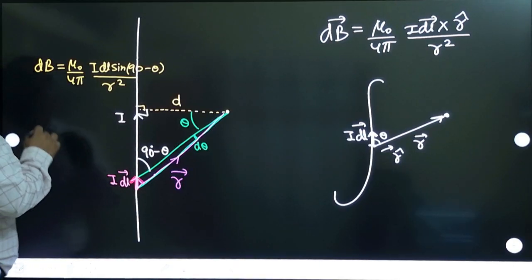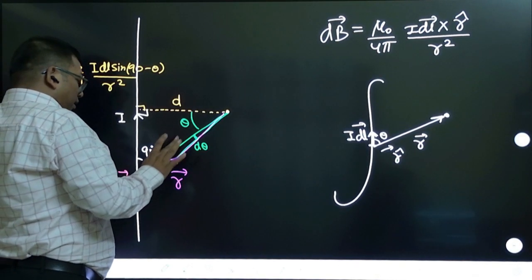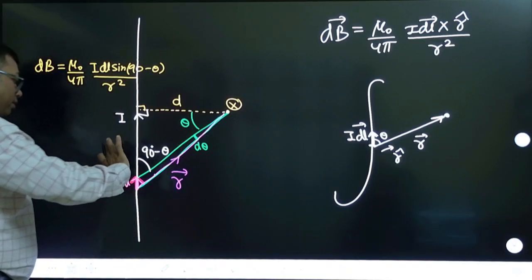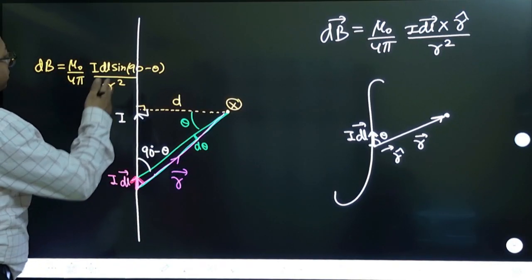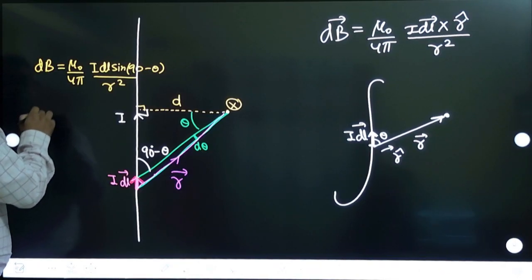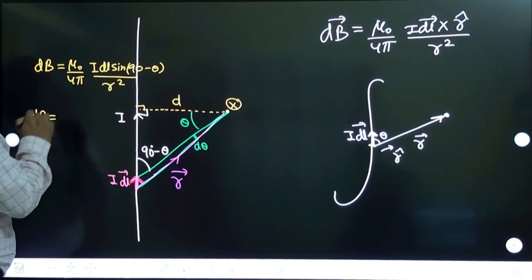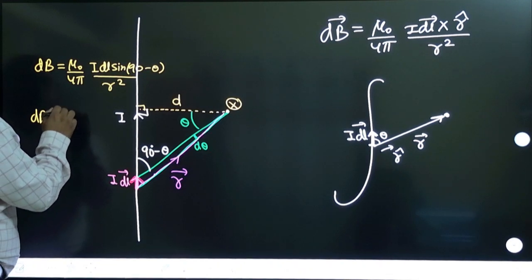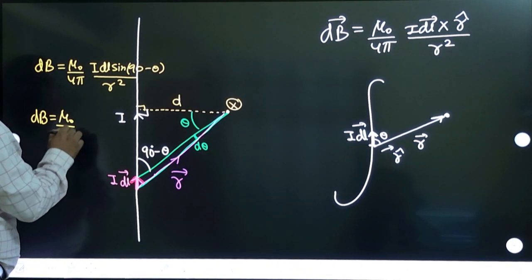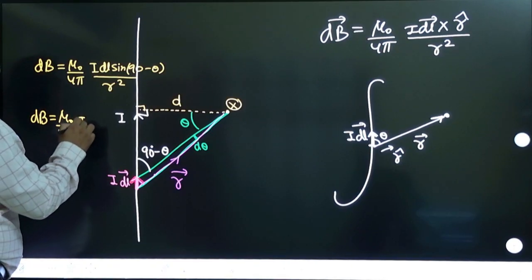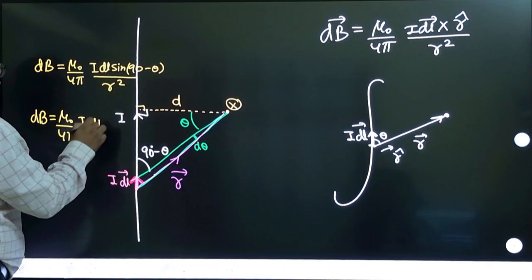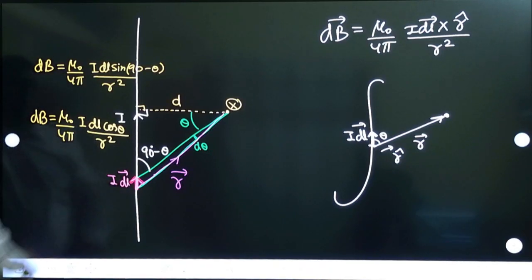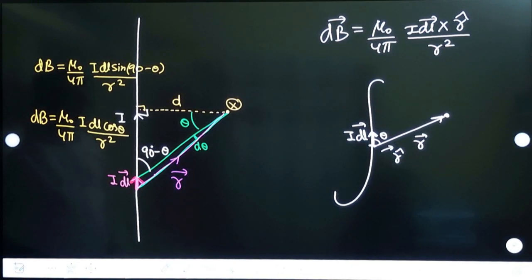So let us write this. And what will be the direction of this I dl cross r? It will be in this direction, cross, going inside. So dB is equal to mu naught by 4 pi, I dl sine of 90 minus theta, which becomes cos theta, by r square. This is the small magnetic field due to this element.